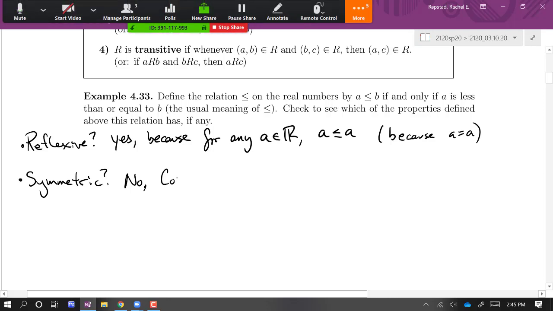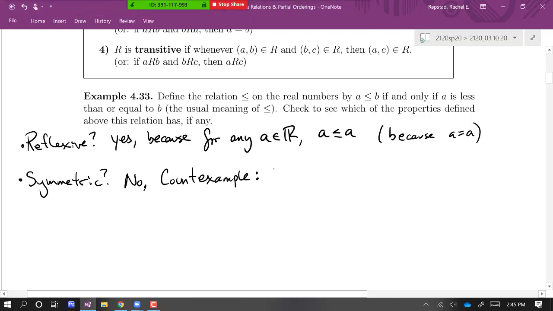We're going to make a counterexample. Three is less than or equal to 4, right? So 3 is related to 4. Can we reverse that? No, it's not true if I reverse the order. And that's it. That's all we need. Note that an example is never a proof by itself, but a counterexample is always a proof that something's not true. So how about, is it anti-symmetric?